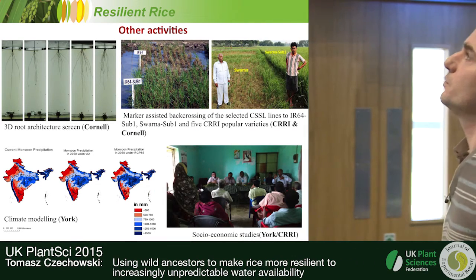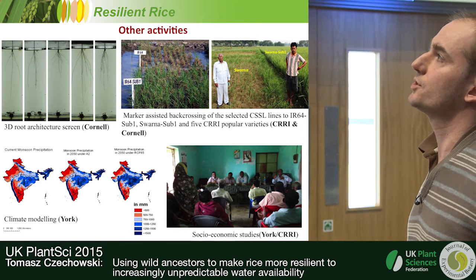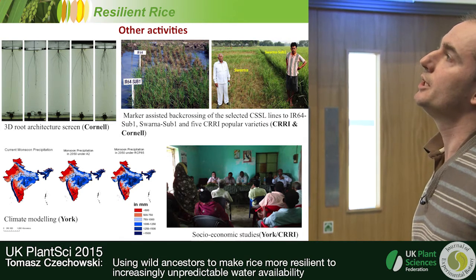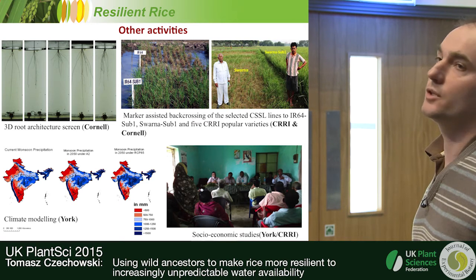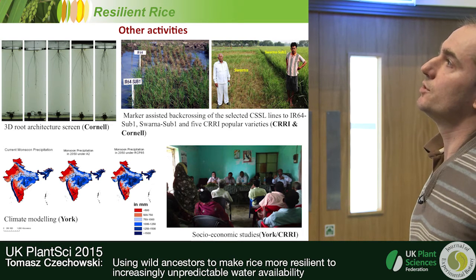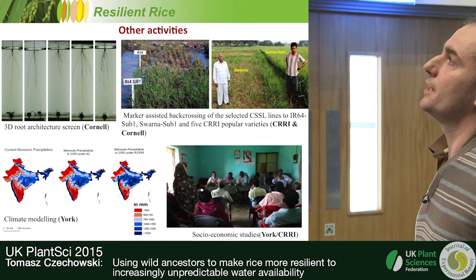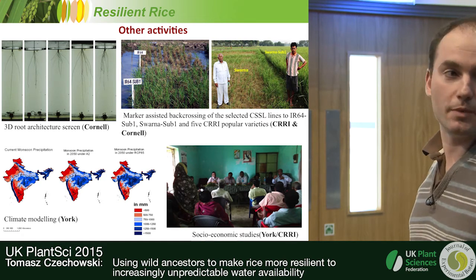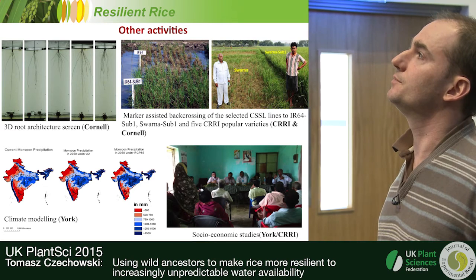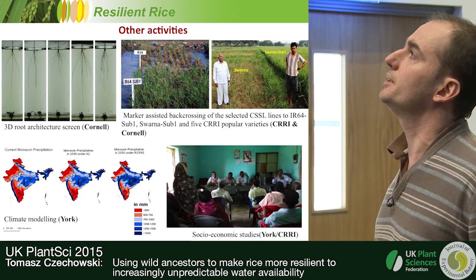We have other activities of the project. I told you about the 3-dimensional root architecture screen. The collaborators at Cornell grow these lines in gellan gum filled cylinders, and you can also impose the water stress, osmotic stress, by PEG. You can monitor the root growth 3-dimensionally over 2 weeks. It's a good system, but when I heard today about Malcolm's system in Birmingham and the micro CT facility there, it would be quite good to use something like that for root architecture screening as well.